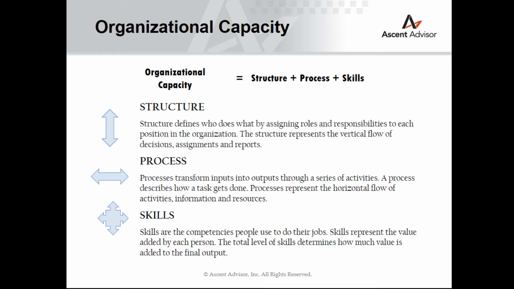When you look at how the work gets done in any organization, typically the answer is that it is done by the people. Yet people, by themselves, won't necessarily result in a productive activity. There is a need for people to be organized in order to perform. And then organizing requires a structure, a process, and a skill set. The structure defines who does what, the process defines the sequence of steps, and the skills define the competencies required to do the job. So the combination of structure, processes, and skills is what builds organizational capacity.